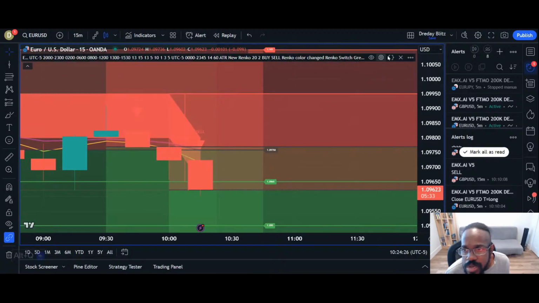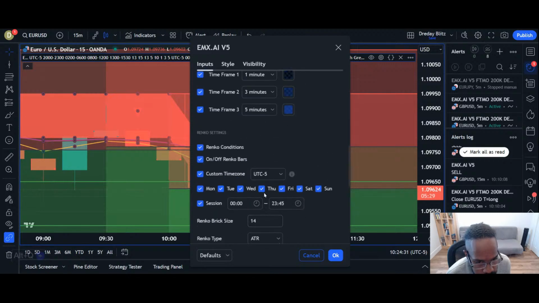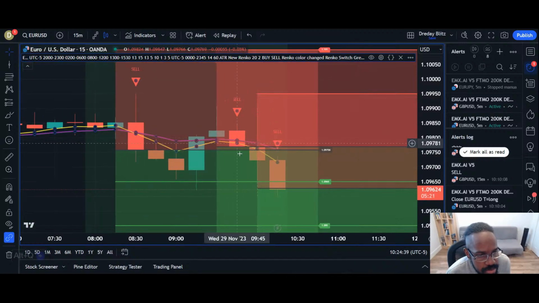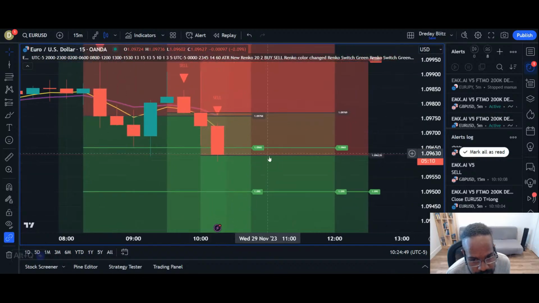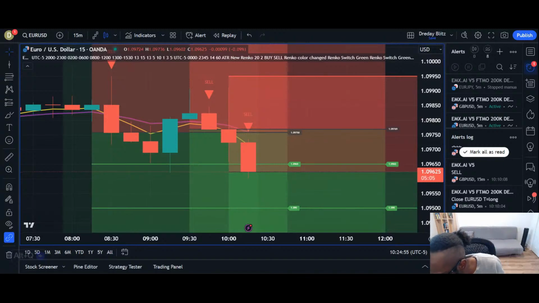So I'm just gonna remove the Renko so you guys can see what we're talking about. We have the option to remove the Renkos here, so it's gonna be clear. So this is the trade right now. We had a sell at 9:45 and then another one at 10:15 that came in. Those are the two trades here on the downside.